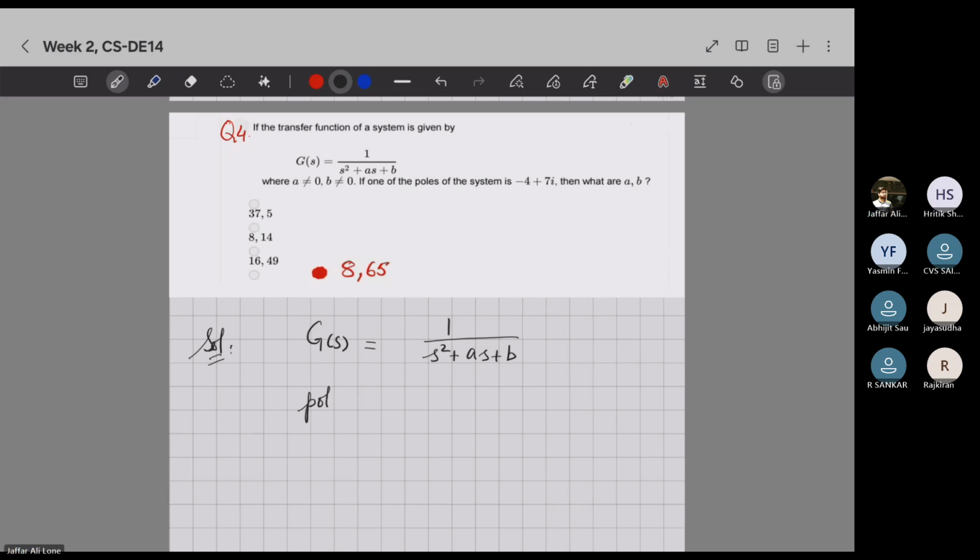Poles means the value of s. So it's a second order system. There will be two poles. One of the poles, let's say s1, is given as minus 4 plus 7i. Then what are a and b? We have to find the value of a comma b.